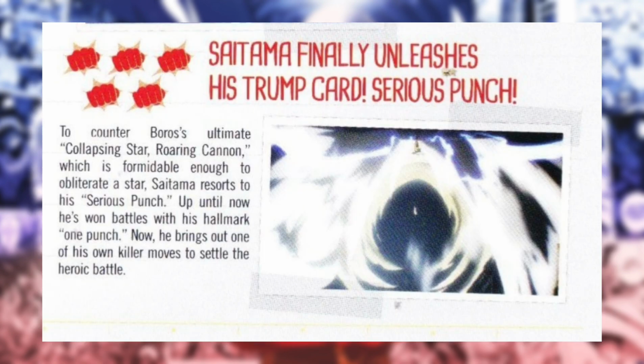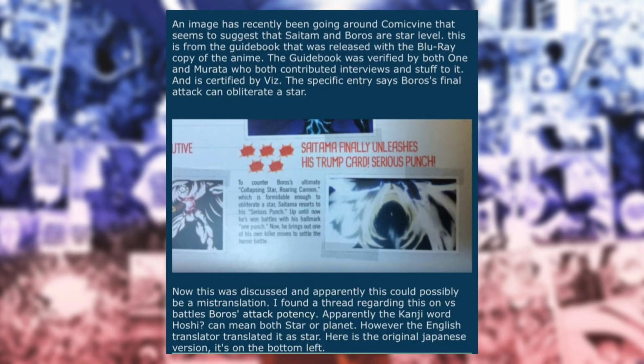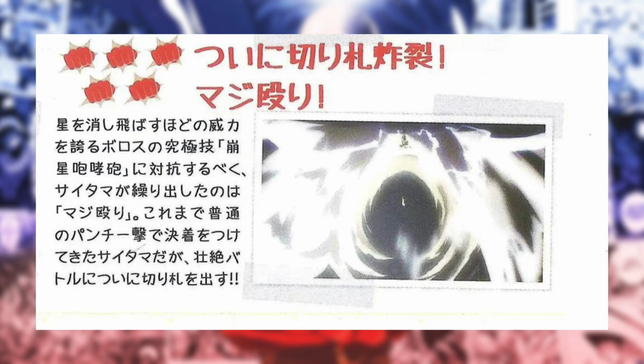And something that's even more funny is that in the guidebook, which, I might be mistaken, but I believe it's only canon to the anime, it states that the move he uses at the very end can destroy a star. But it was most likely a mistranslation. Like I said before, the kanji Hoshi can be translated to planet or star. And just looking at the evidence, it's most likely a mistranslation, and the translator should have put planet instead of star. Even when you look at the original scan with the kanji, once again it uses Hoshi.